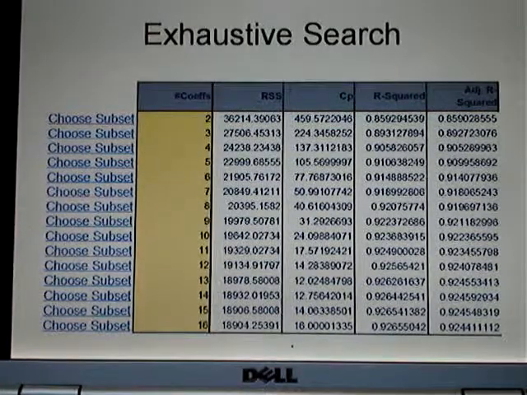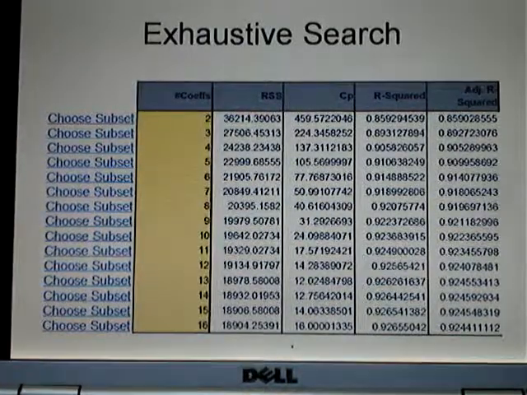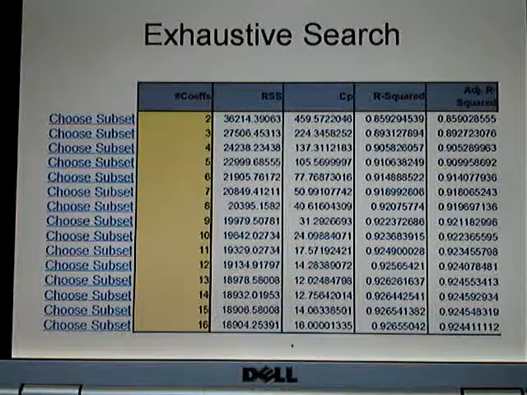And we did a multiple linear regression, we did an exhaustive search, and we chose a subset of 8 coefficients, because we found that beyond 8 coefficients, the increases in R squared were insignificant, but for 8 coefficients, there was an R squared of about 91.89, almost 92, and we felt that was the best model to choose.